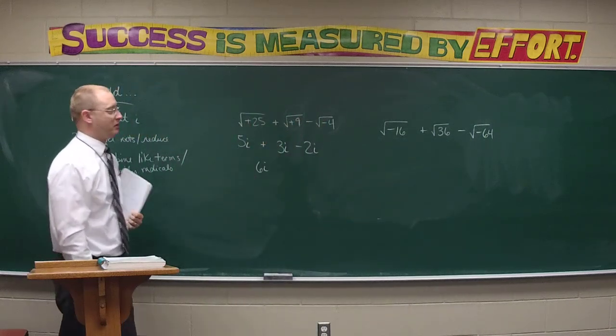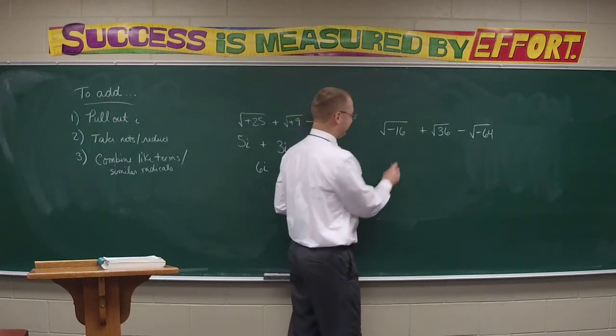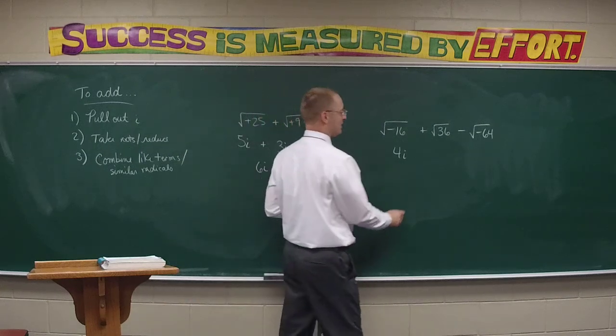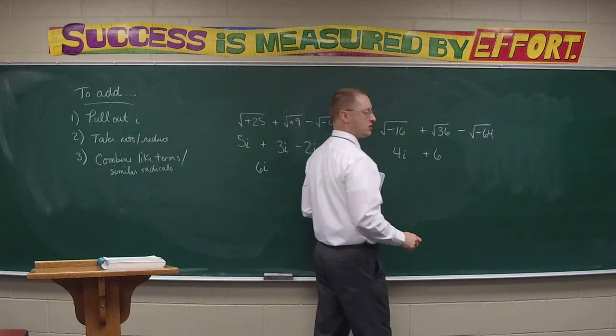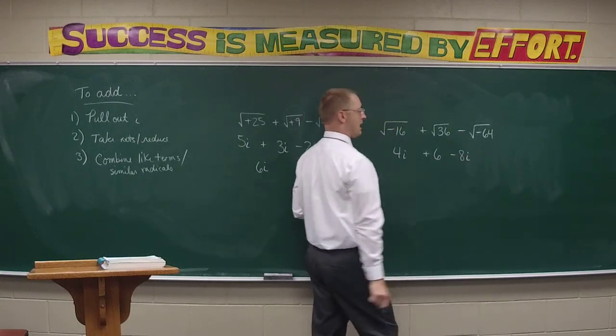Michael, what's the square root of negative 16? 4i. What'd you call me? 4i. See me after class. All right, what do we get for the square root of 36? 6. But no i. What do we get for the square root of negative 64? 8i. So we'll have a negative or minus 8i.